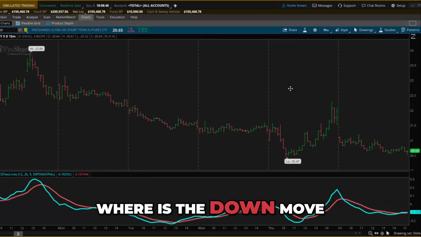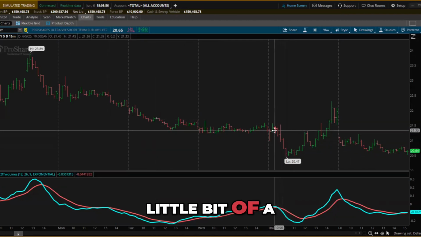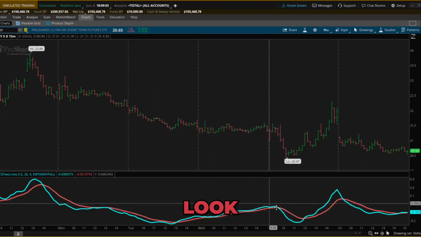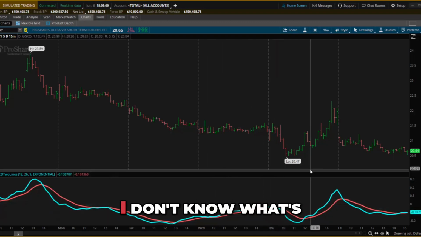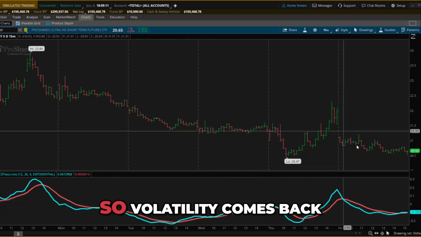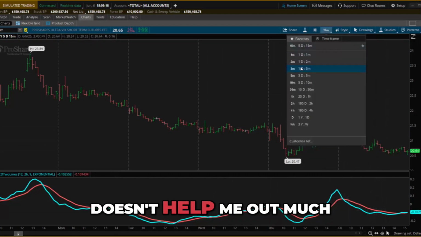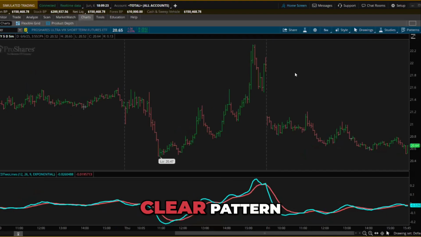So where's the down move? Let's see, a little bit of a down move, but no divergence. See what I mean? There's no divergence here. In fact, it looks like a little upside divergence, but I don't know. I don't know what's going on. So volatility comes back down today. Doesn't help me out much. And it shouldn't help you out much either unless you see a clear pattern.